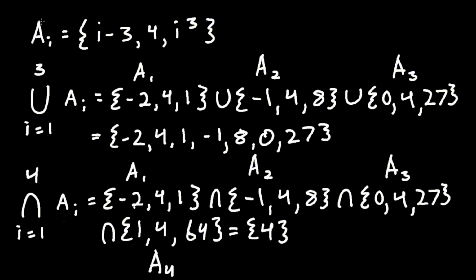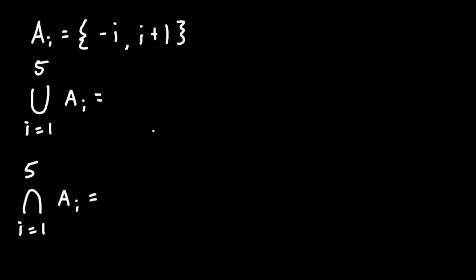So the total intersection of the sequence A1 to A4 is simply 4. Last problem. We start off with i equal to 1 and move on to 5, so the maximum value for i is 5 in this case. Let's plug in 1 into i first. We get A of 1, which is simply negative 1, comma 2.